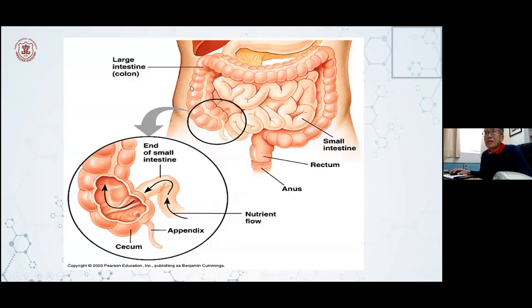So this is the T junction, okay? This is the small intestine, the large intestine, and the junction between them, like a T shape, is called the cecum in the large intestine. And at the end, this is a small finger-like structure called the appendix, okay?